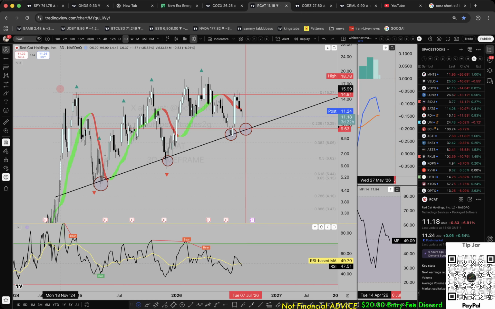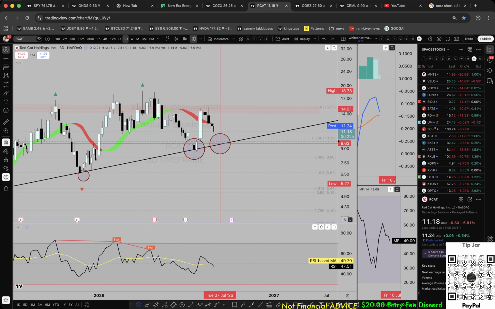Guys, RCAT is presenting on the 3-day timeline a beautiful ascending wedge pattern. This is a very, very clean ascending wedge pattern. One of the things I love seeing on a chart is consistency. What is price action doing on this trend line? Consistency, making higher lows. What is price action always doing on the top end trend line? Rejecting the $15 zone. Higher low, flat high, ascending wedge.